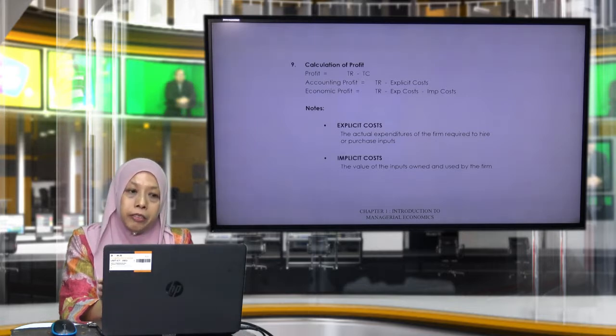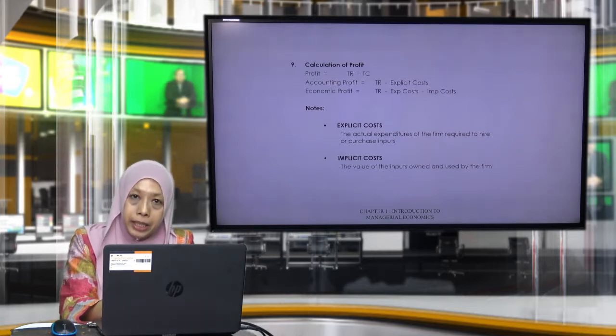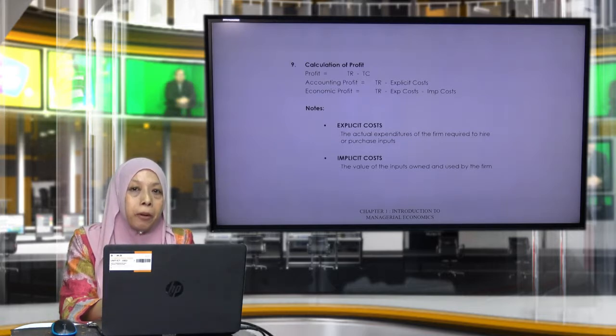The objective of the firm comprises economic and non-economic objectives. We also look at profit, which is the main objective of the firm. What is the definition of profit, what are the major functions of profit, and also how to calculate profit.